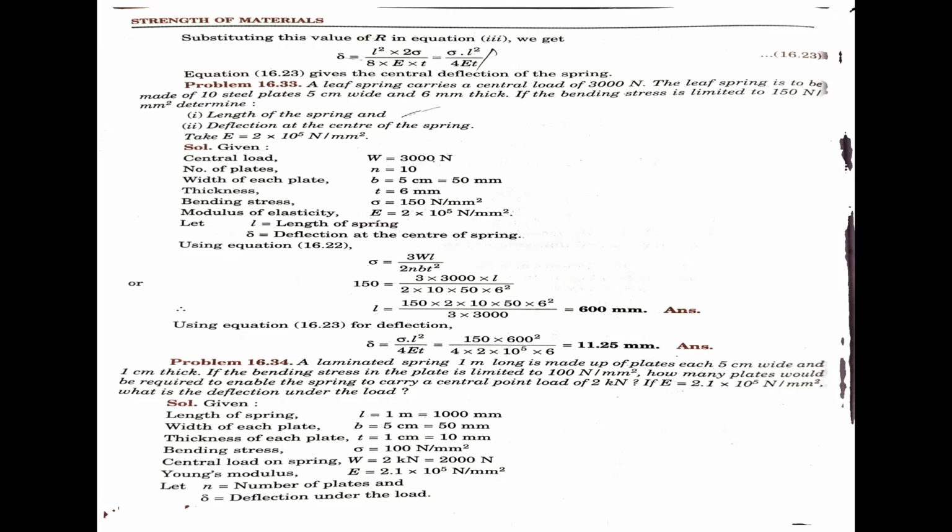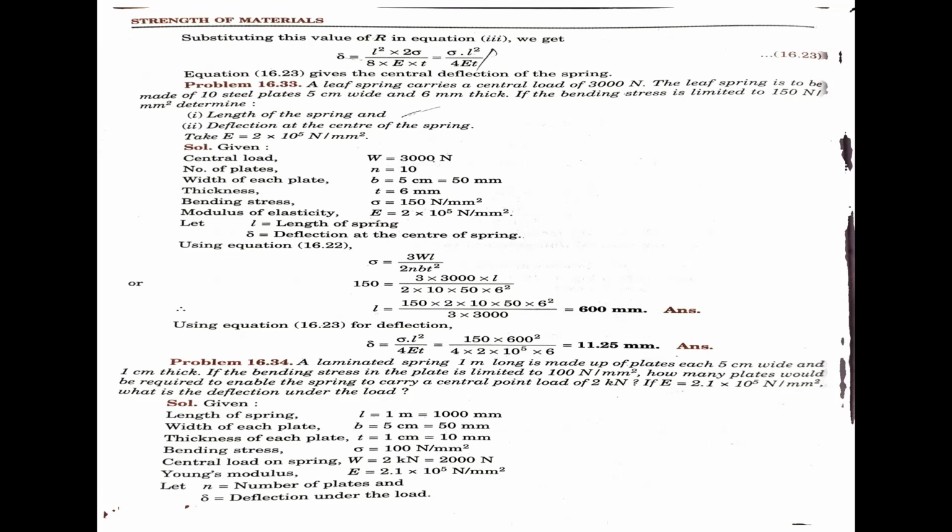Take capital E equal to 2 into 10 to the power of 5 Newton per mm square. That is the Young's modulus of steel, the modulus of elasticity of steel, 2 into 10 to the power of 5 Newton per mm square. That is the capital E. Now write the data. Center load capital W is 3000 newtons. Number of steel plates is also given: small n equal to 10. Width of each plate is 5 centimeters, converted to mm that is 50 mm, and 6 mm thick.